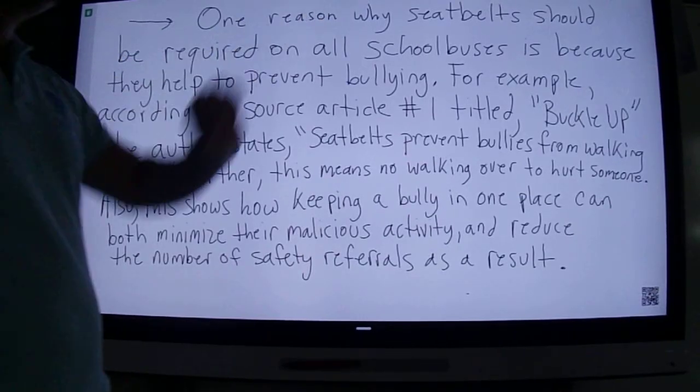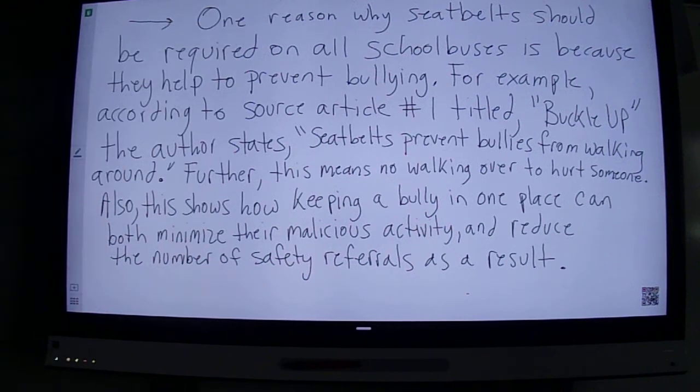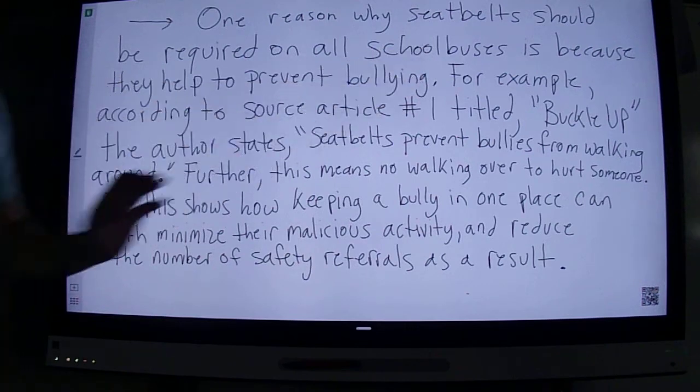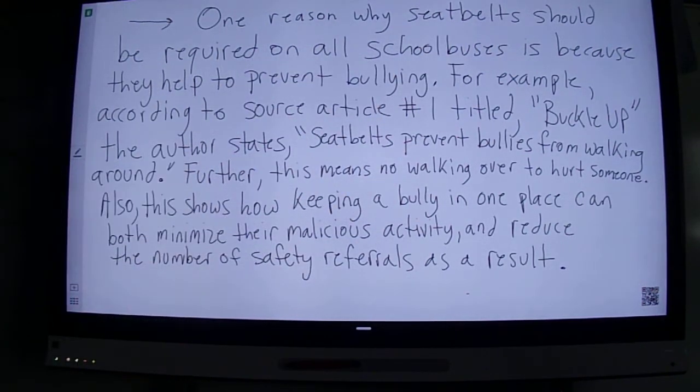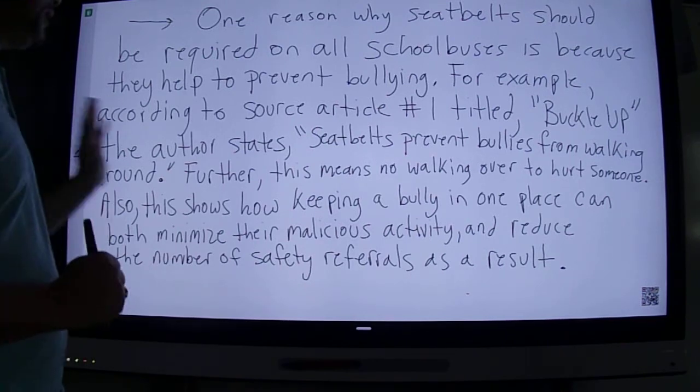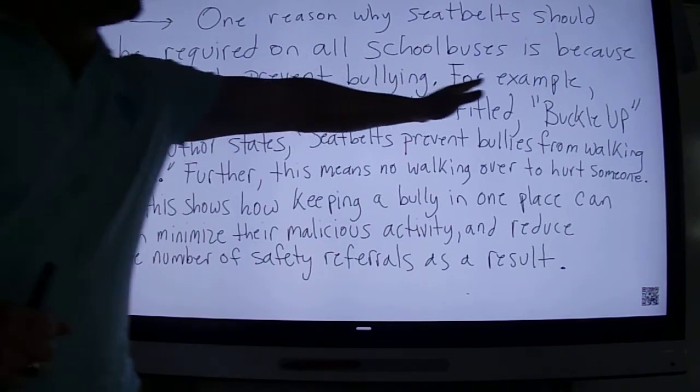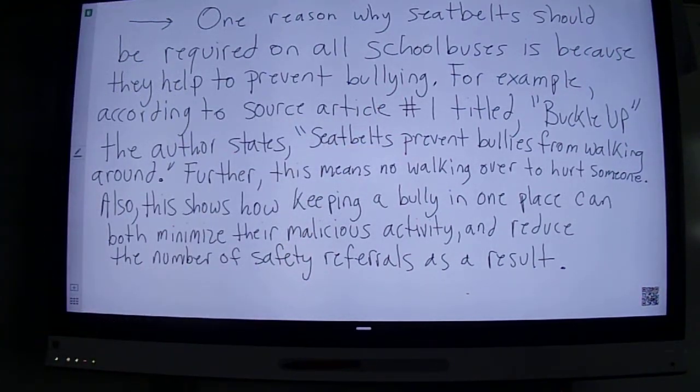Indent, begin with one reason why. One reason why seatbelts should be required on all school buses is because they help to prevent bullying. Okay, it's our first reason. For example, comma, students know. For example means we're going to cite the text. We're going to supply a supporting detail. Text dependent. It's from the text, copied out. That's what, for example, prompts them to do.